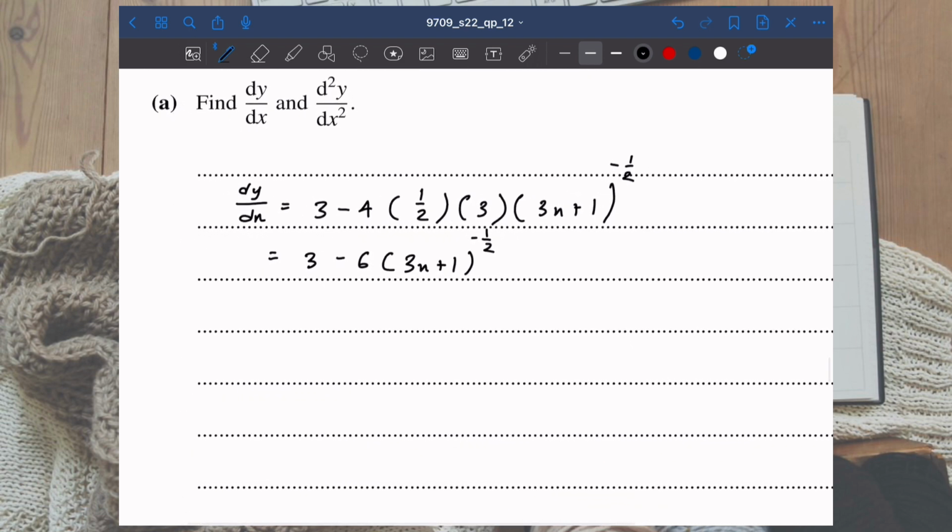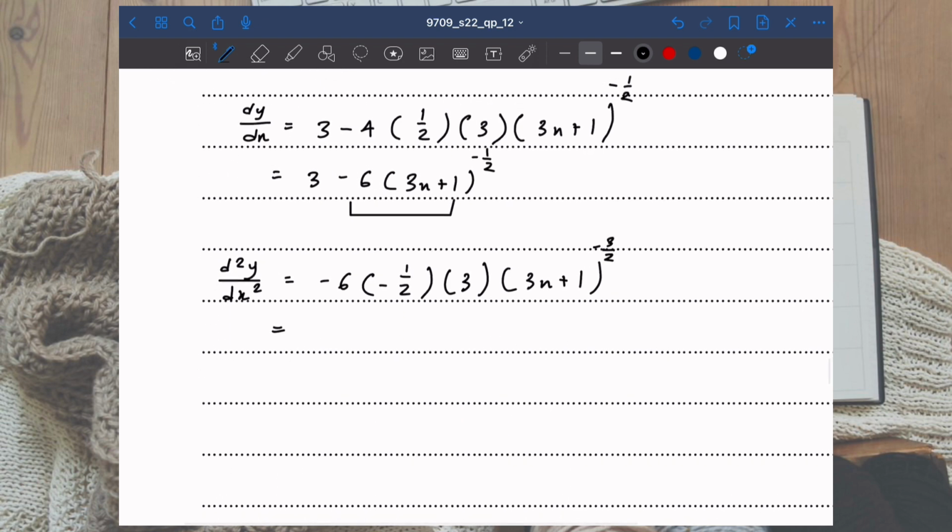And then our d²y/dx² will be the differentiation of dy/dx. So differentiating 3, we get 0. Then differentiating this term, we'll get -6 times -1/2 times 3 times (3x + 1) to the power of -1/2 minus 1, which is -3/2.